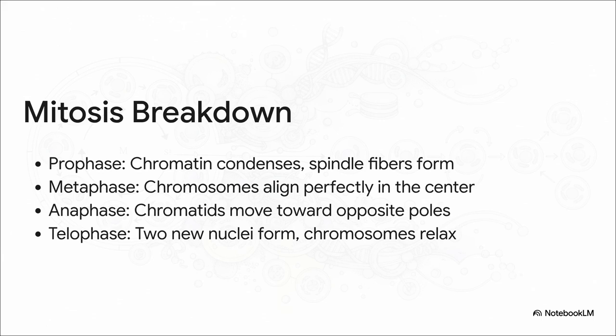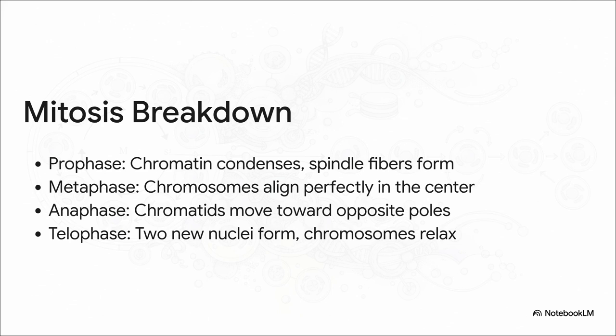The loose, stringy chromatin condenses into thick, visible chromosomes, and that nuclear membrane completely breaks down. Next is metaphase. Think M for middle. Those chromosomes line up perfectly along the cell's equator, and these little spindle fibers attach to their centers.